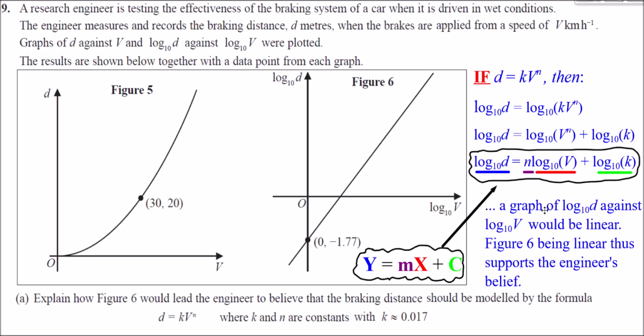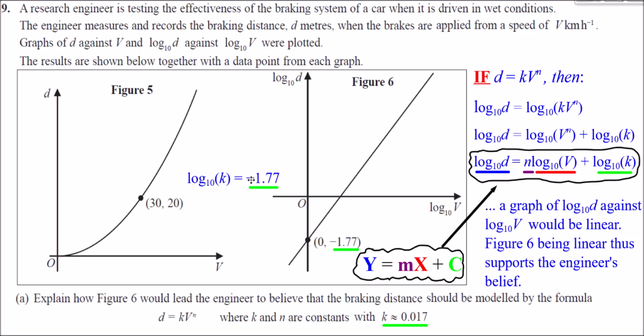So therefore, a graph of log base 10 of d against log base 10 of v would be linear. Figure 6 is linear, so because it's linear, this does support the engineer's belief. And to go a bit more in depth, because part A asks us about k being approximately equal to 0.017, then if this were like y equals mx plus c, which of course it will be, then the y-axis intercept is going to correspond to log base 10 of k. And we're told here that the y-axis intercept is minus 1.77. So in other words, log base 10 of k must equal minus 1.77.